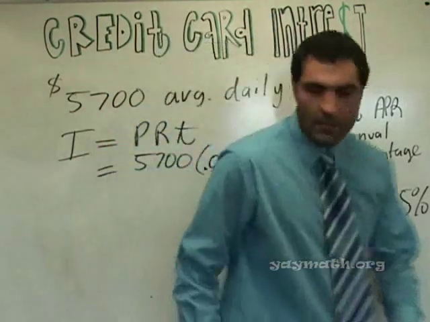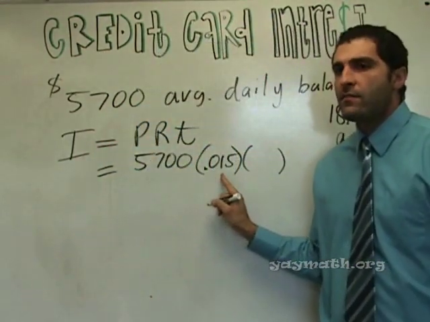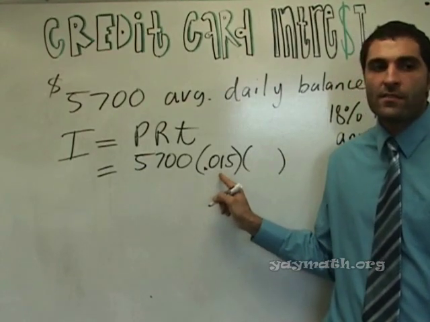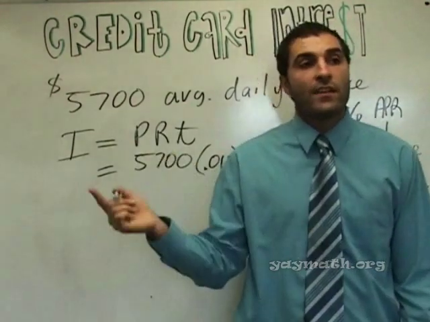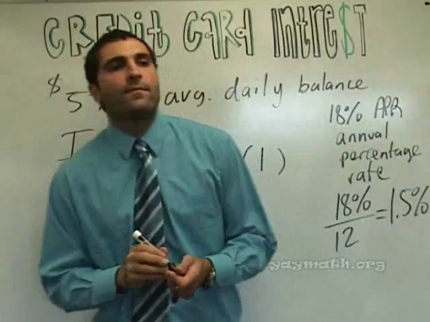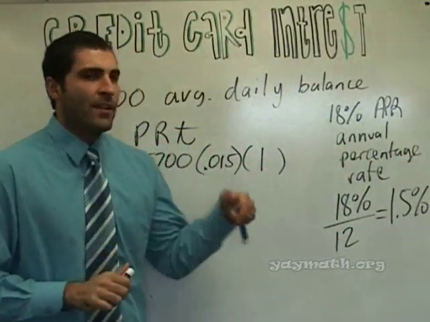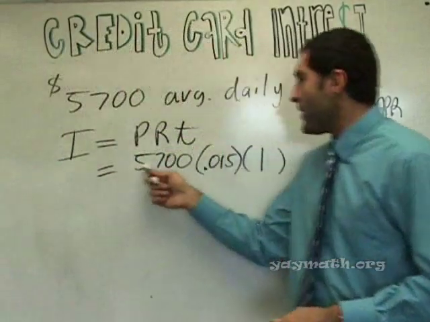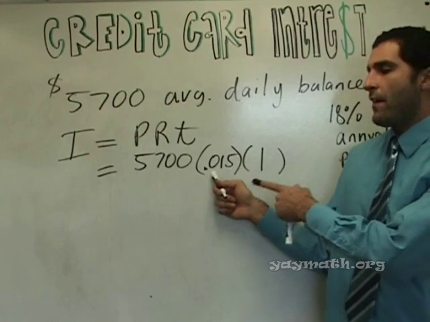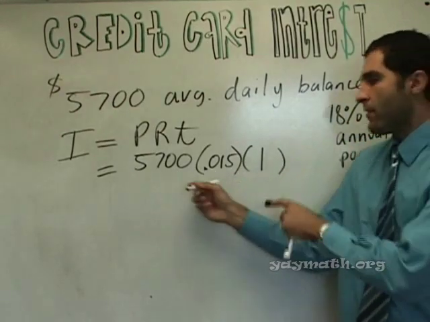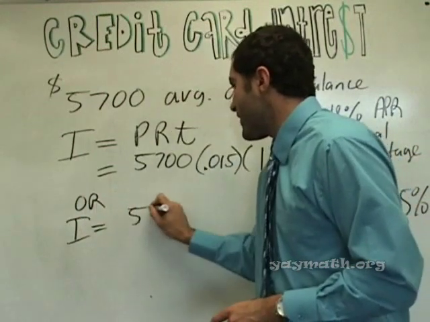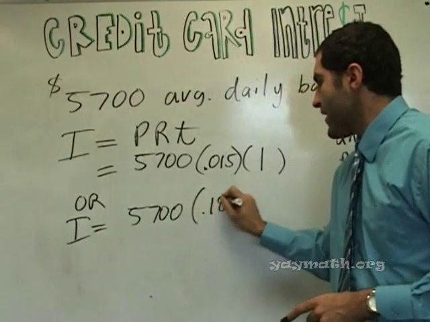Now, if this rate is in months, time is also in months. So is it 1/12 again? 1/12 is 1/12 of a year. Is it 1/30th? 1/360? It's 1 in this case, and I'm going to explain to you why in a second. Some people are comfortable doing the formula like this, because this is 1.5% for 1 month and this is 1 month. Or you could do it this way: I equals 5,700 at 18%.